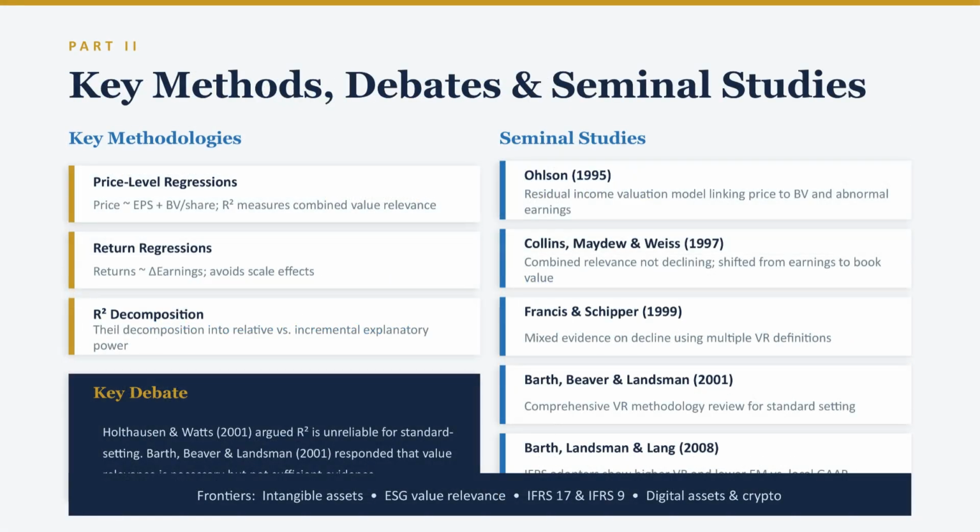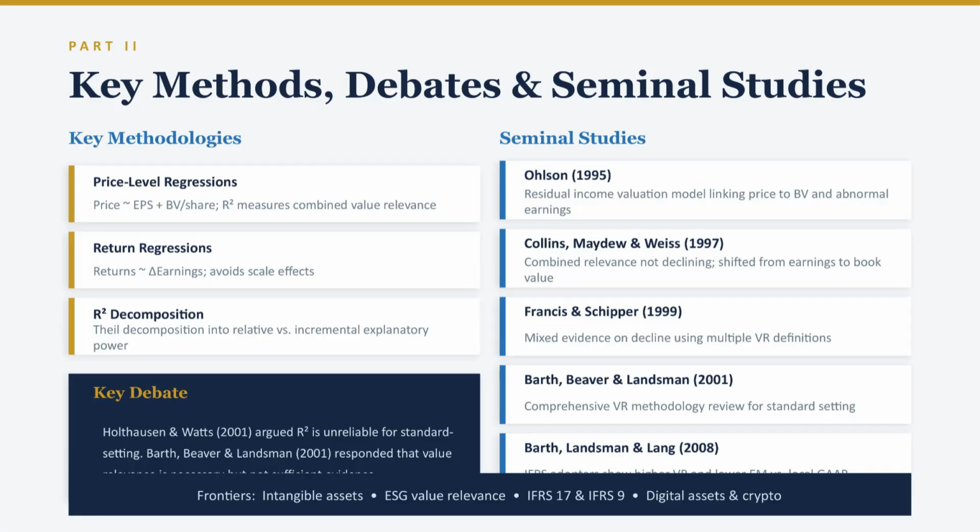Welcome to Part 2. In this slide, we examine key methods and debates in accounting value relevance research. Key methodologies. Price level regressions. Olson model: regress stock price per share on earnings per share and book value per share. The R² captures the combined value relevance of the two accounting numbers.